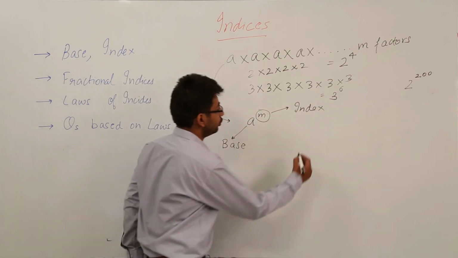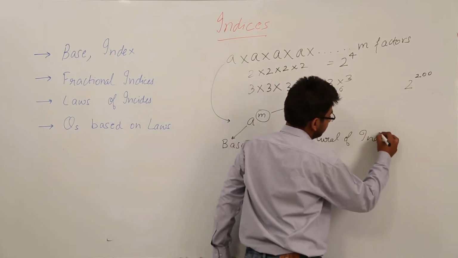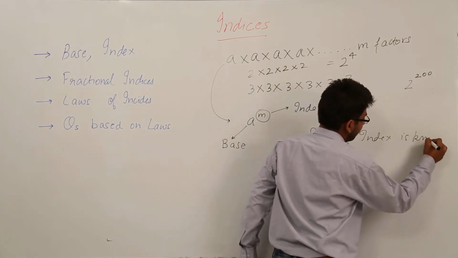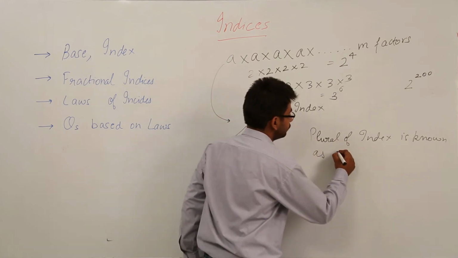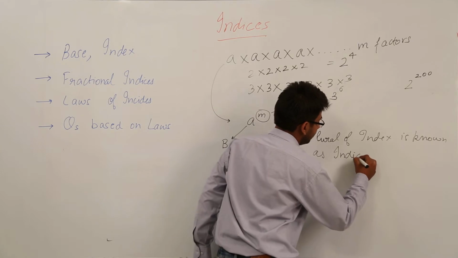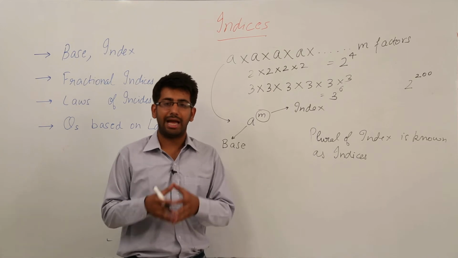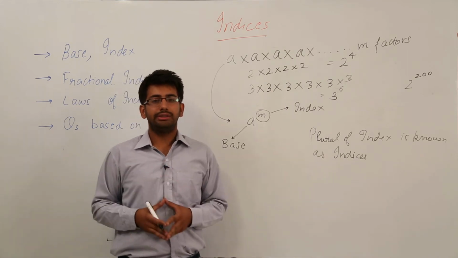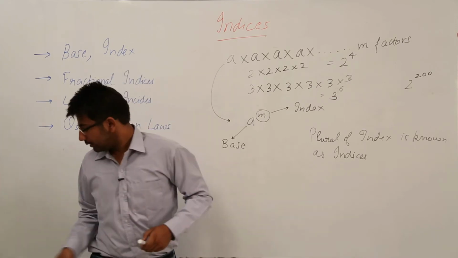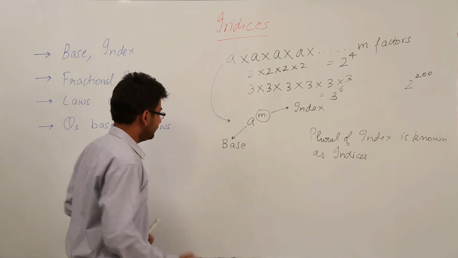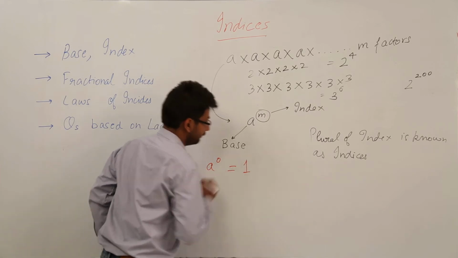And also, like I just told you, the plural of index is known as indices, which is the name of our chapter. So now you know the basic terminology, what is base and what is index. Now some very important points related to these indices. The important point is that a raised to power 0 is always equal to 1.